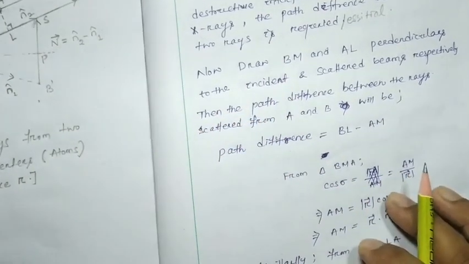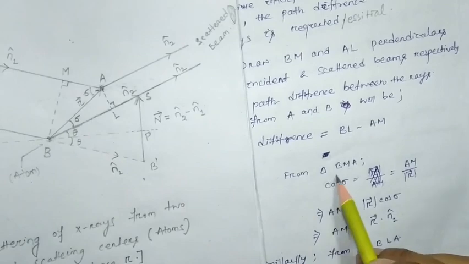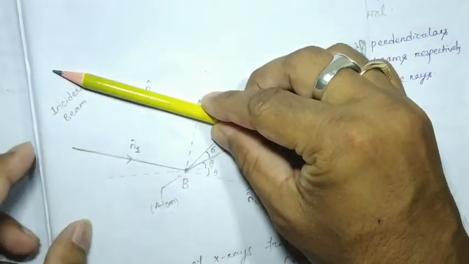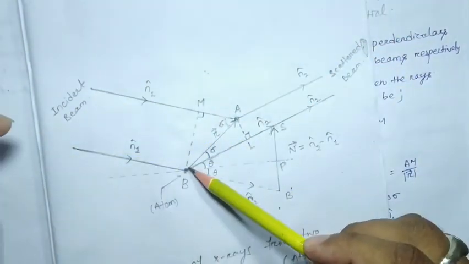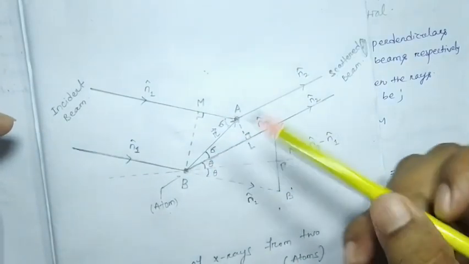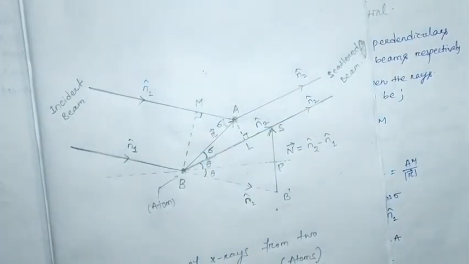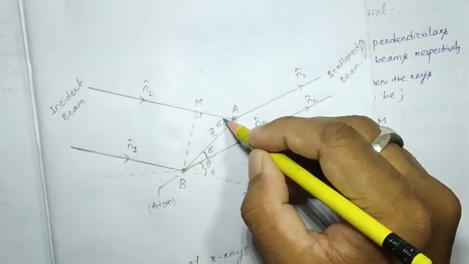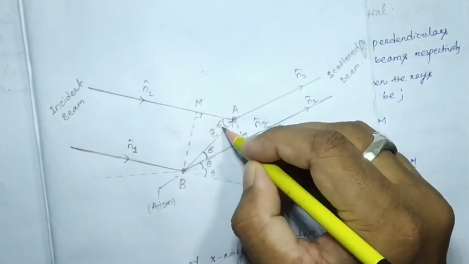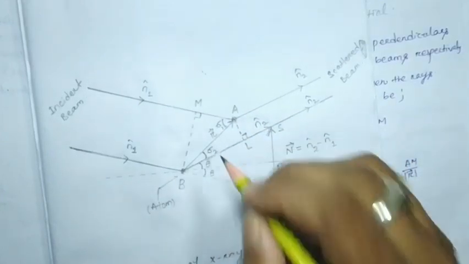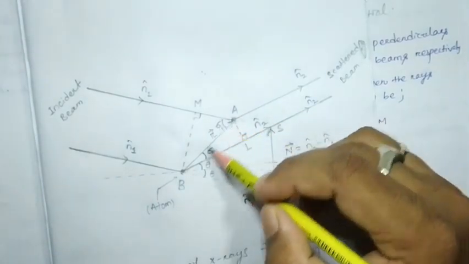Now from the triangle BMA, what is BMA? See, these two rays are parallel, so this is one line, so this angle will be this angle. Sorry. Actually, suppose this is the angle we have to consider, sigma 1. And this is the angle we have considered, sigma 2. So these are the two angles we have considered.